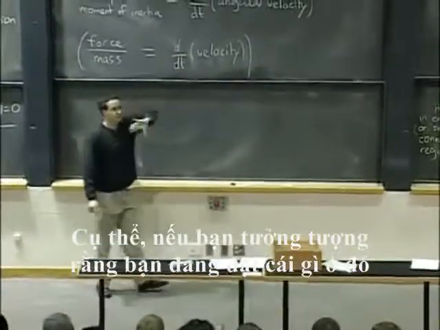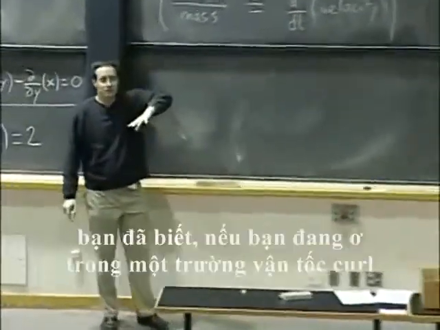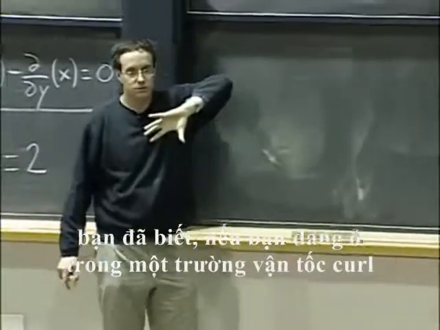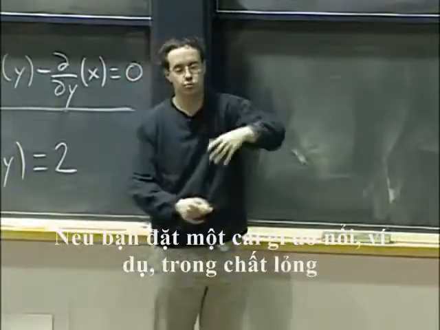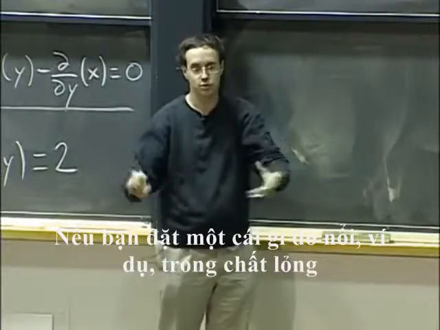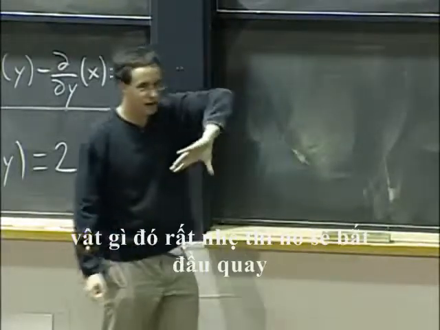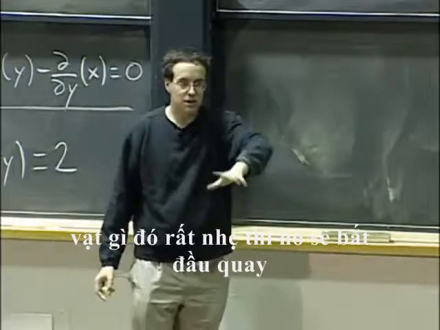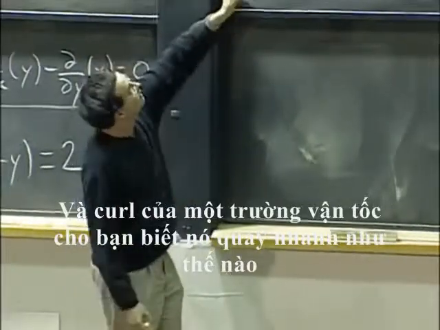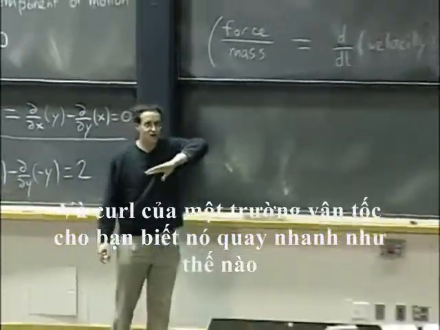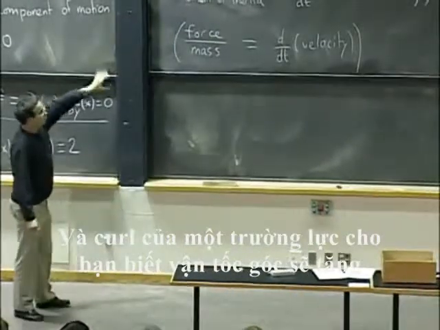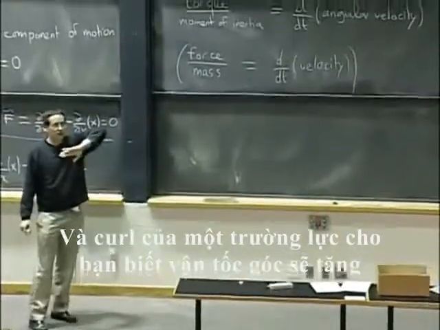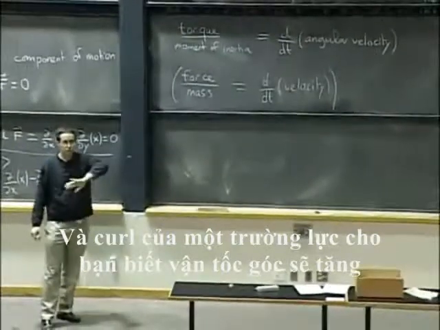So concretely, if you imagine that you're putting something in there, if you're in a velocity field, the curl will tell you how fast your object is spinning at a given time. If you put something that floats, for example, on your fluid, something very light, then it's going to start spinning. And the curl of a velocity field tells you how fast it is spinning at any given time, up to a factor of 2. And the curl of a force field tells you how quickly the angular velocity is going to increase or decrease.